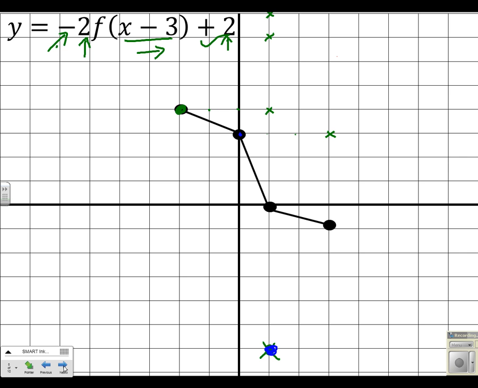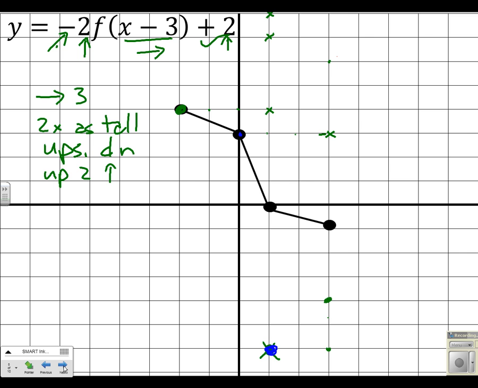I'm going to go to the right 3. 1, 2, 3. I'm going to go twice as tall from 3 up to 6. I'm going to go upside down. 1, 2, 3, 4, 5, 6. -6. And then I'm going to go up 2. 1, 2. Okay, so my list of instructions would be right 3, 2 times as tall, upside down, up 2. Okay, that might not be a bad idea to list that out.